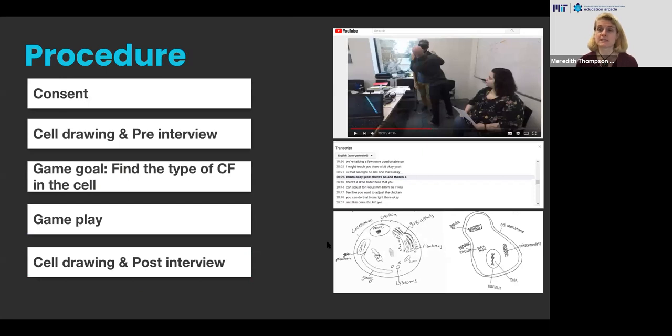Our procedure for the study is first we get consent, then we have everybody draw a cell, and we do a short pre-interview. Then we tell them the game goal, which is find the type of cystic fibrosis in the cell, so you can help recommend a therapy and cure this patient. We have them play the game, and then we have them do a cell drawing and do a post-interview.